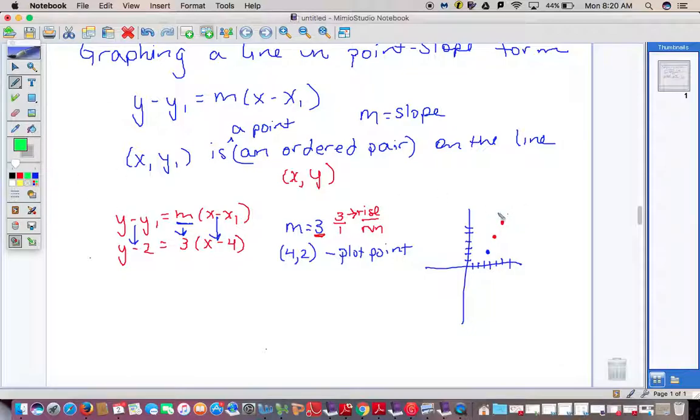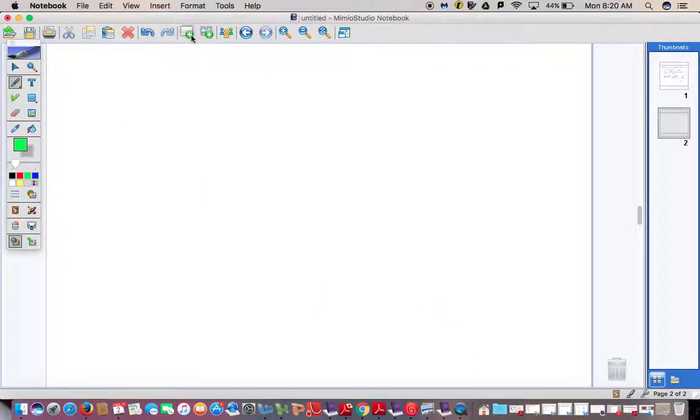And remember, I would love for you to use a straight edge. You want this line to go through your points and to go through the majority of your graph. And then don't forget to add your arrows on the ends.